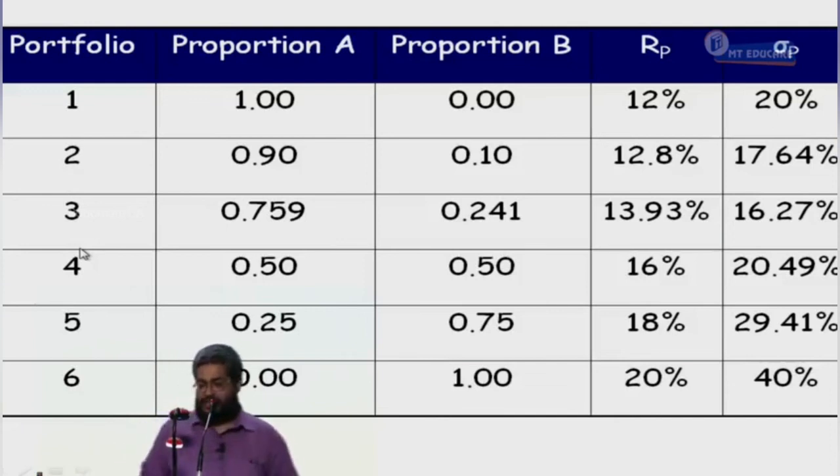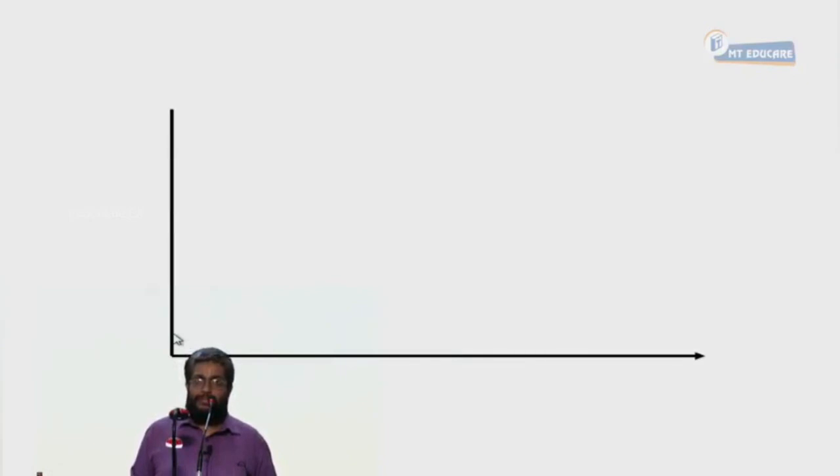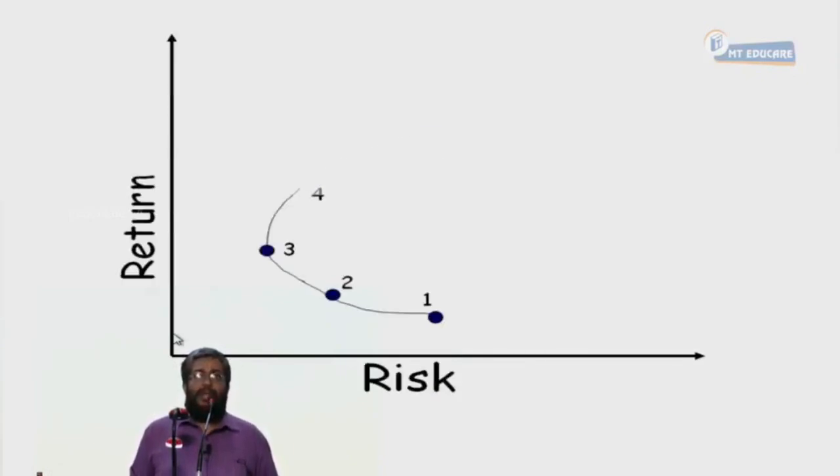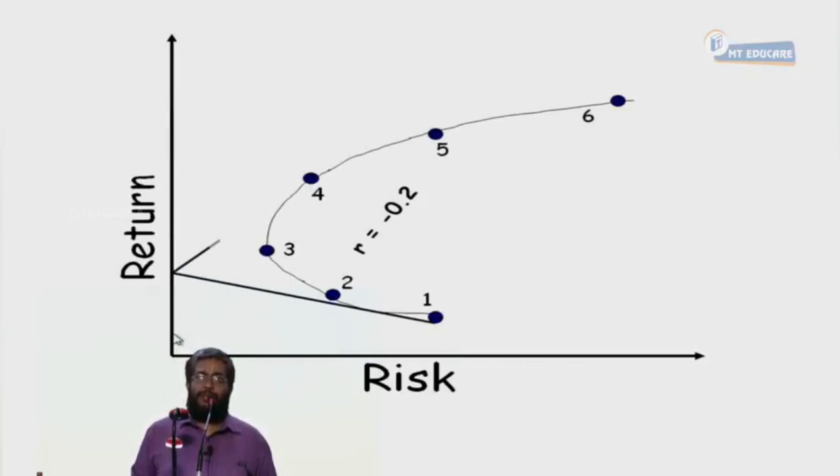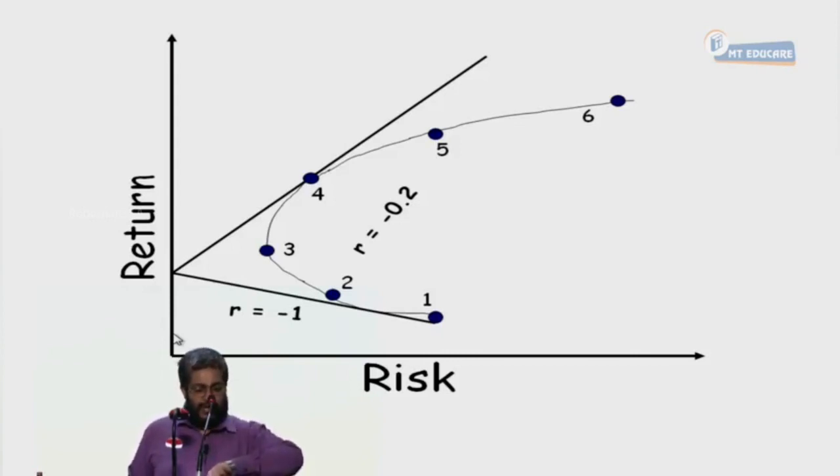Now, point number 6. If R is equal to minus 1, through a combination of A and B, the risk can even be made to 0. Through a combination of A and B, the risk can even be made to 0.